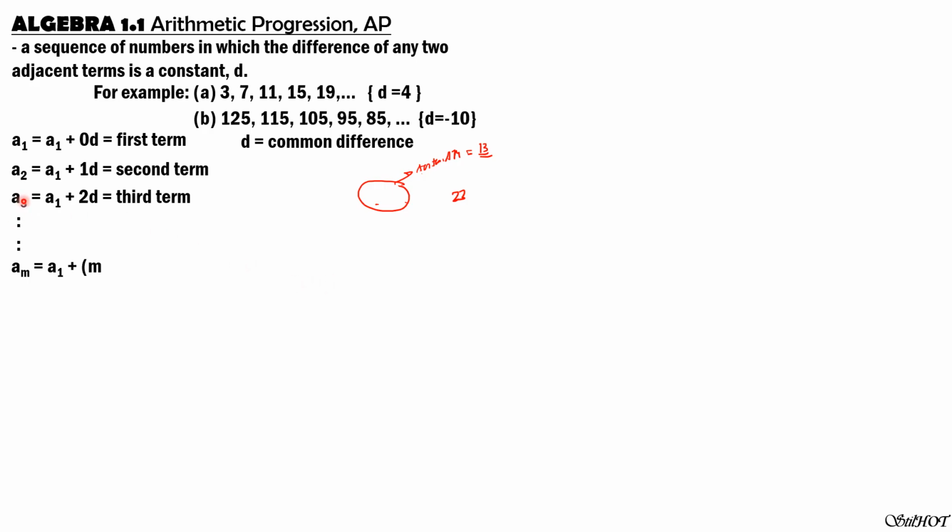So if we continue the process, any intermediate term is first term. We study the coefficient of d, which is n minus 1 times d. For example, if it is the first term, 1 minus 1 is 0, so that's why we have 0 times d. Third term, first term plus 3 minus 1 is 2, so that's why you have 2d. So any intermediate term, the nth term, is first term plus quantity n minus 1 times d. So that's the nth term.